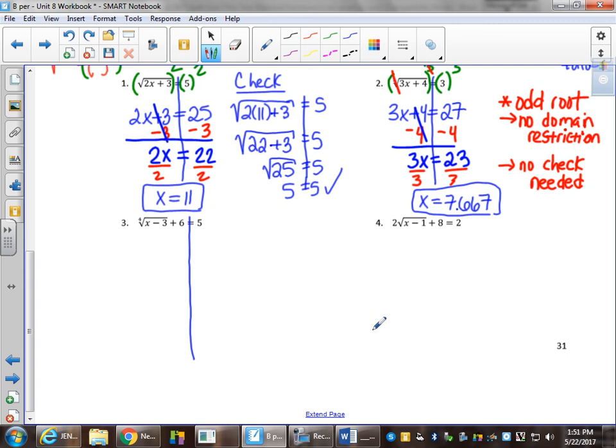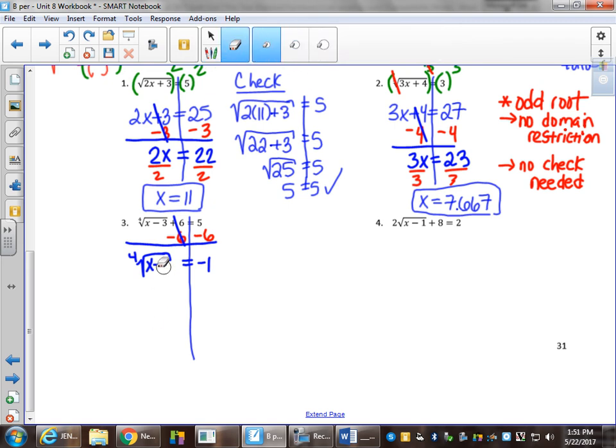To isolate the radical, what needs to move? That positive 6. How? We're going to subtract 6 from both sides. So we get the fourth root of x minus 3 equals 5 minus 6, which is negative 1. Now that the radical is by itself, we're ready to keep going as we were. So what would cancel with a fourth root? What power? Oh, I think that's supposed to be a 3. Sorry. x minus 3.